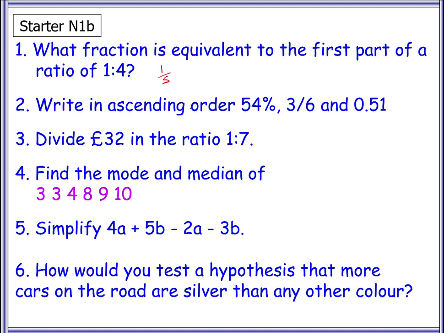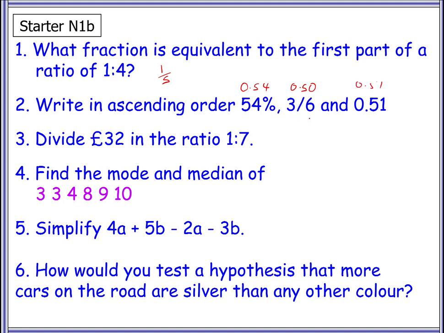Write in ascending order, 54%, 3 over 6, and 0.51. So we need to make them the same. We can't compare unless they're the same, so we're going to make all three the same. I'm going to make them all decimals, make it easier. So 54% as a decimal should have 0.54. 3 out of 6, or a half, 0.5. I'll put a 0 there to make it comparable, and we've got 0.51 here.